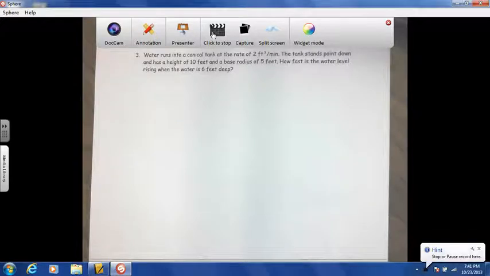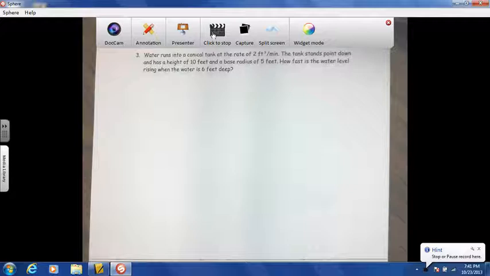2.6 Related rates, example 3. Water runs into a conical tank at a rate of 2 cubic feet per minute. The tank stands point down and has a height of 10 feet and a base radius of 5 feet. How fast is the water level rising when the water is 6 feet deep?